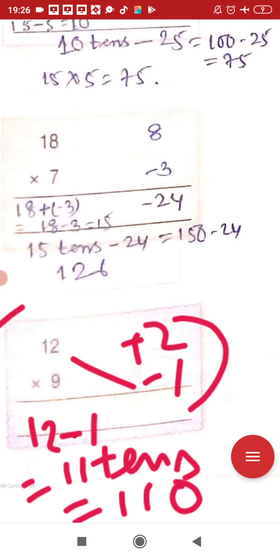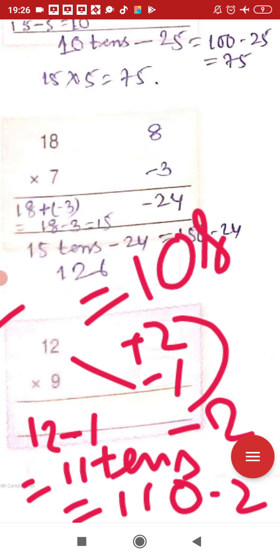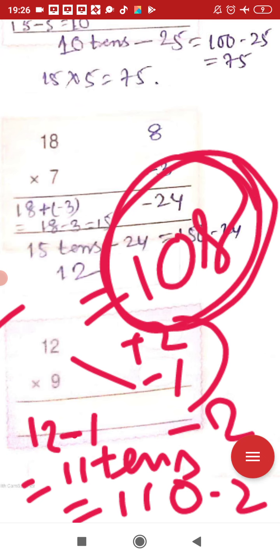Now multiply 2 with 1, we are getting 2, but with a negative sign, so minus 2. So we should subtract 2 from 110, so 108. That will be the answer. Clear?